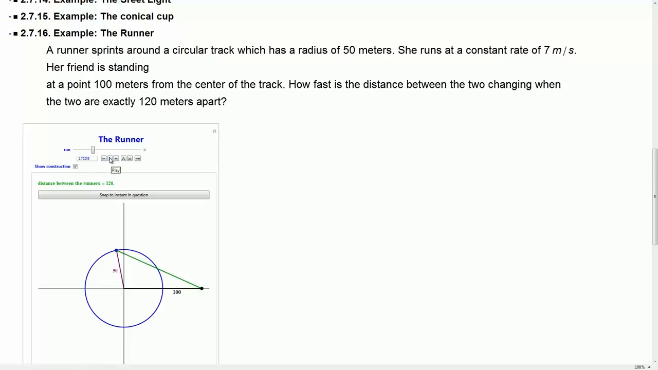We want to know how fast that's changing, right? So let me play this again. That green side of that triangle is changing. And at a specific instant in time, right there at that instant, we want to know how quickly that green line was changing. Interesting problem.